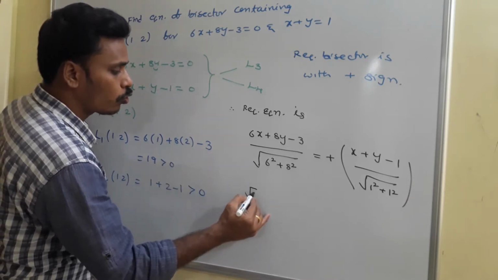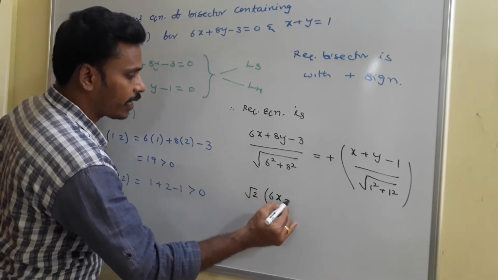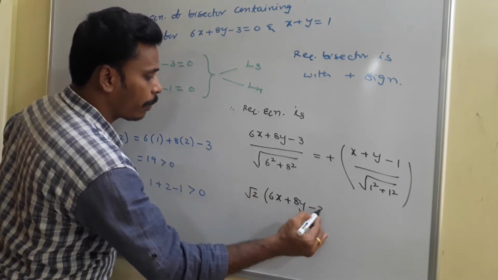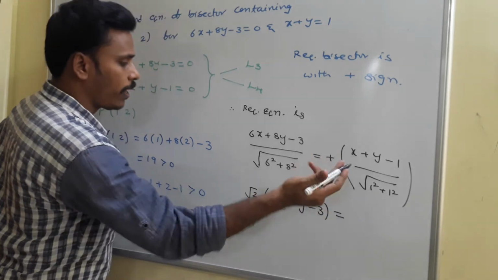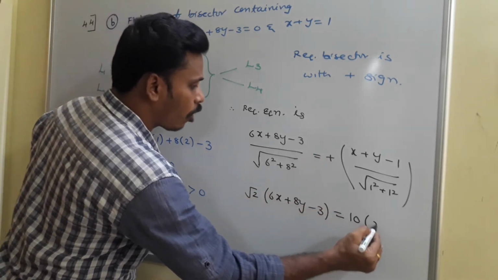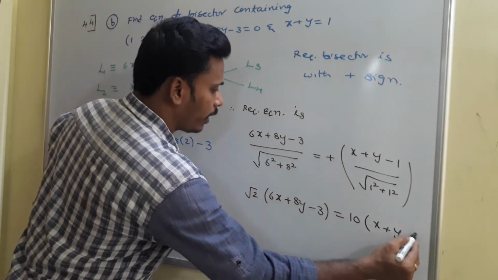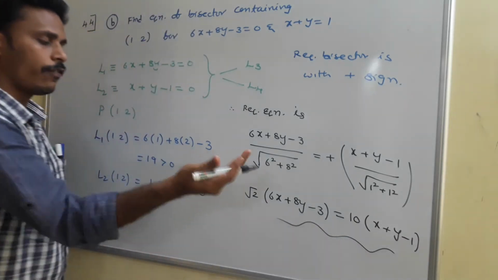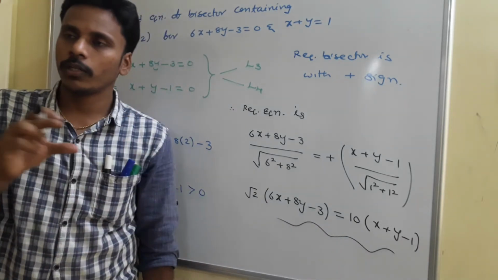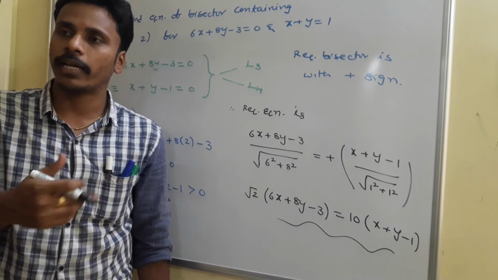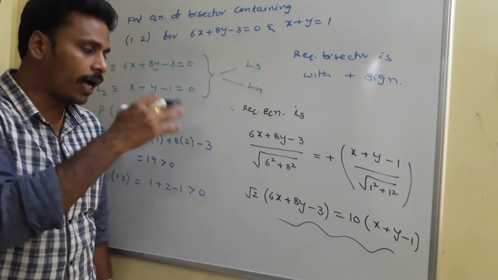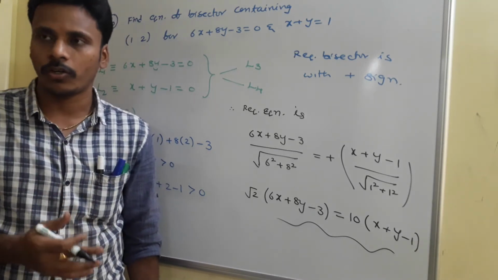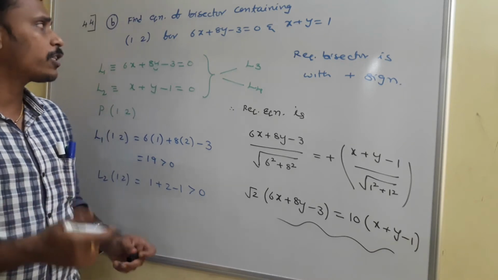Root 2 times (6x plus 8y minus 3) is equal to, since plus, you need to neglect it, 10 of (x plus y minus 1). If you simplify this, if you send everything to one side, you will get a general equation in the form ax plus by plus c is equal to 0, and that is the required bisector equation. Just have a look.